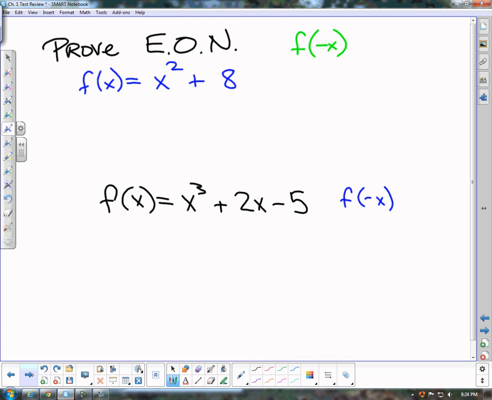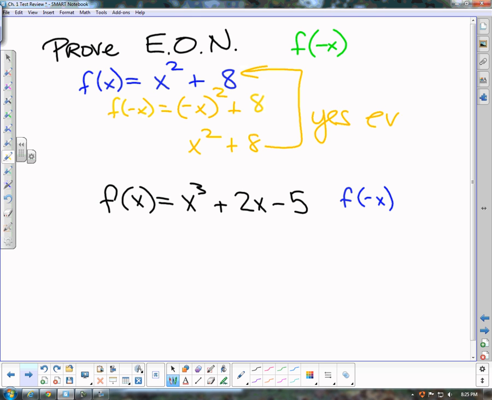And one more time, proving even, odd, and neither. If you substitute a negative x into this, negative x squared plus 8 would be x squared plus 8, and that is the same as that, so yes, they are even.